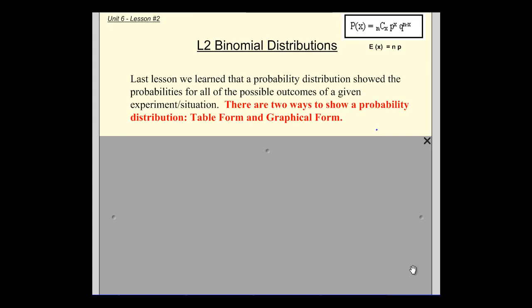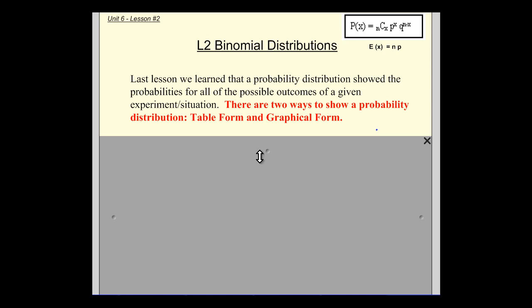Today we're going to look at what we call binomial distributions. So let's talk about what we looked at last lesson first. What we did there is we talked about these probability distributions that are uniform. You roll a die, there's 6 outcomes, 1, 2, 3, 4, 5, or 6, and they all have equal probability, 1/6 here. And we're able to show that in table form, and we're also able to graph that.